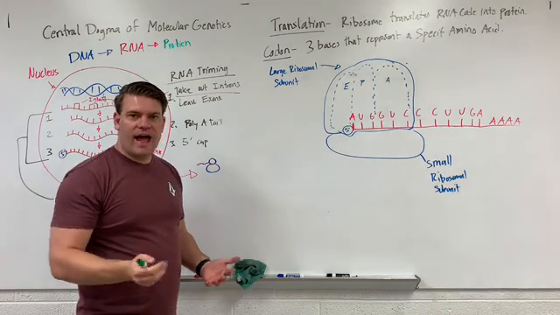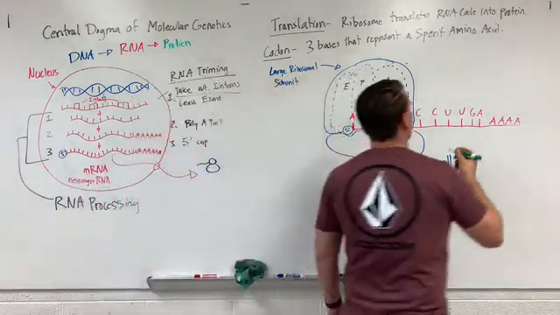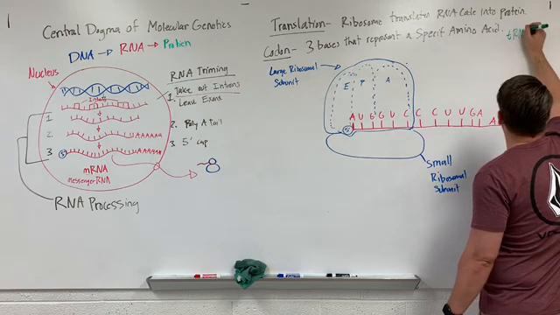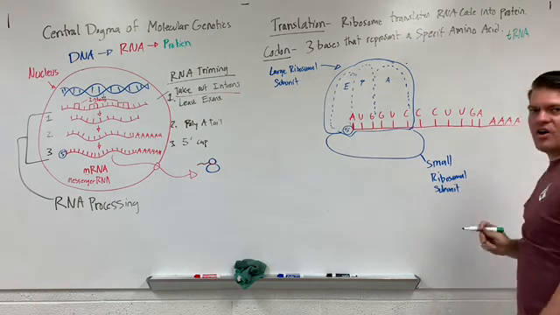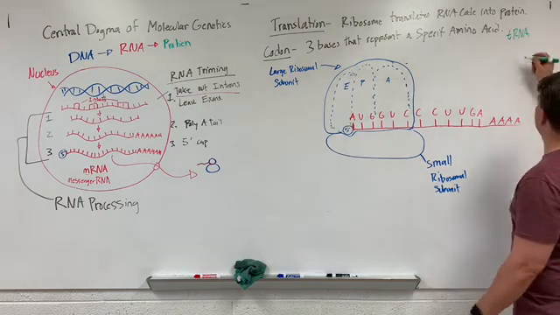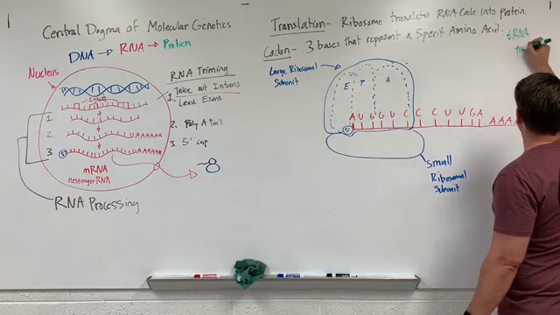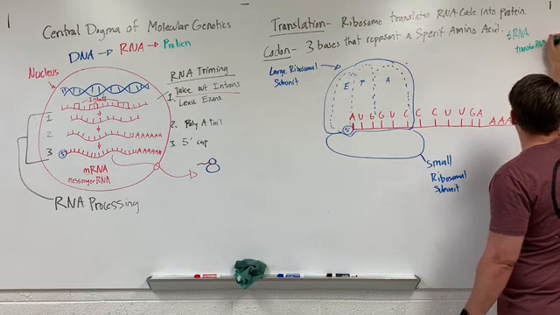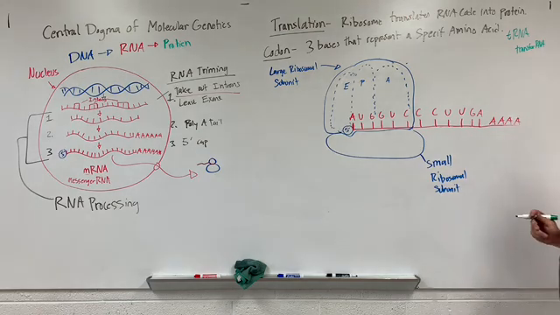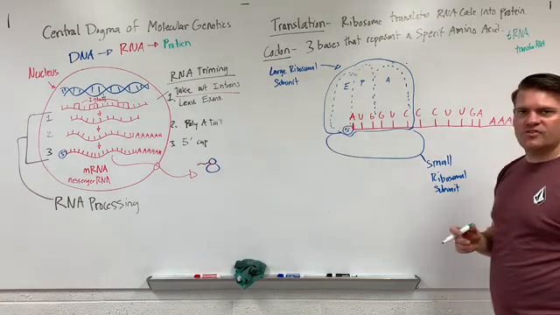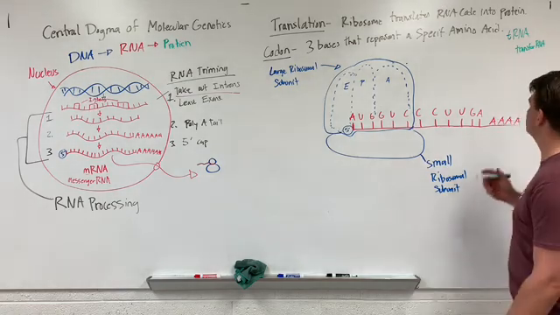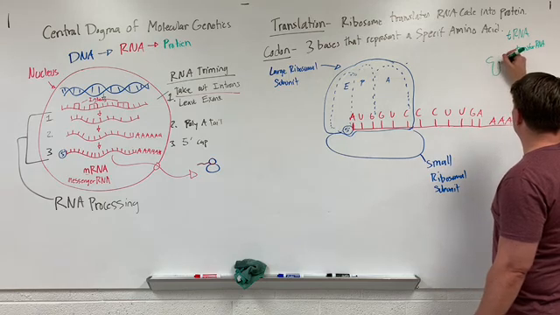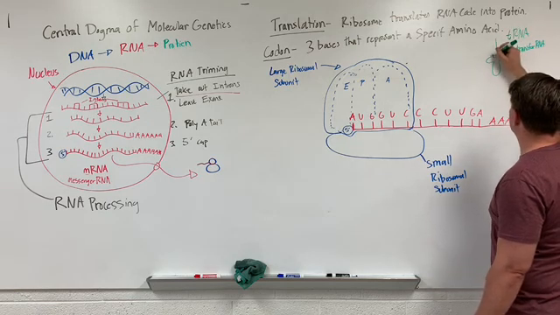Then we're going to add another actor, and this is called our tRNA. So there's another form of RNA, and the T stands for transfer. So it's our transfer RNA. And what it's transferring is our amino acids. And our tRNA are kind of these weird looking, like upside down cactuses.